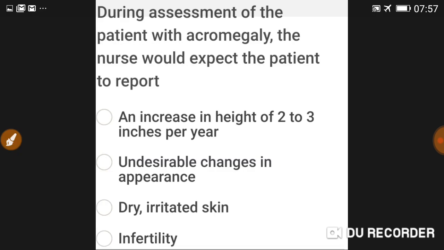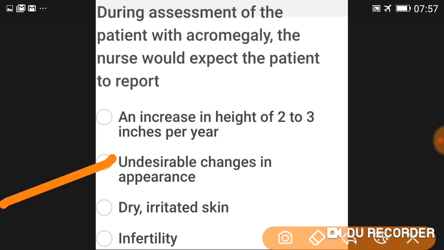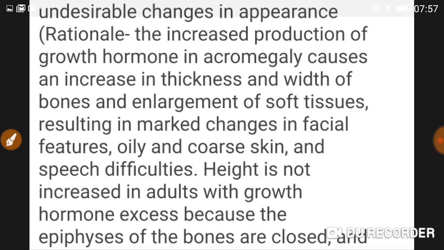Okay. Now, during assessment of a patient with acromegaly, the nurse would expect the patient to report undesirable changes in appearance. This is the answer. Okay. Undesirable change in appearance.